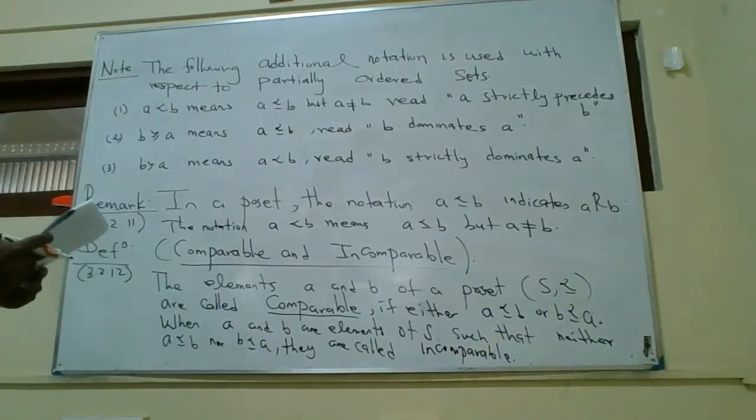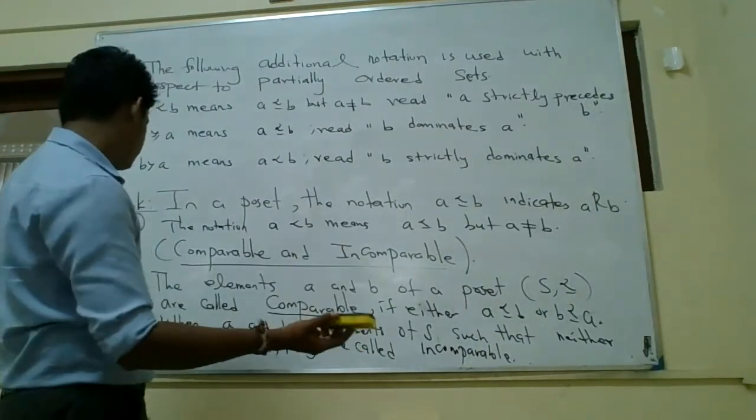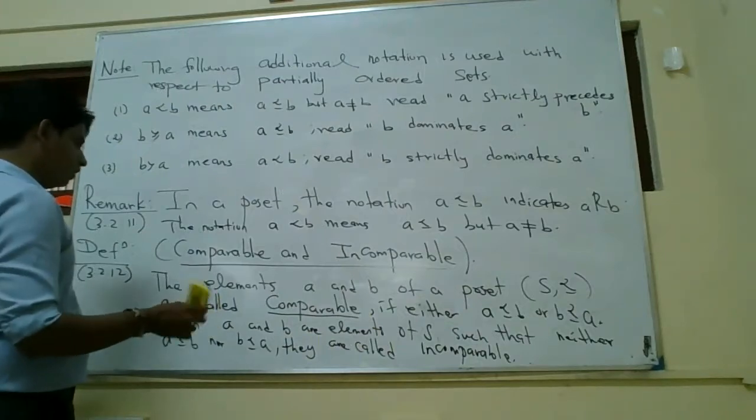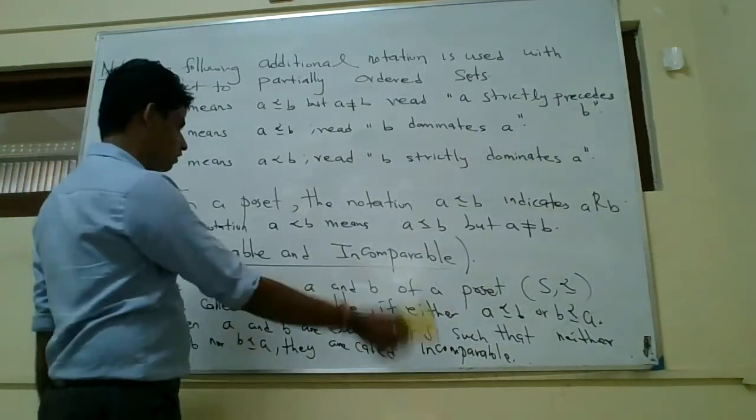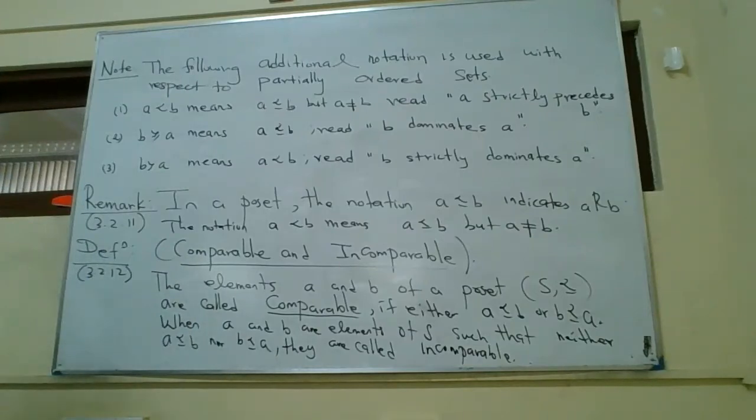Some examples for comparable and incomparable. Why is this important? Because you want to define the next term, totally ordered set. A partially ordered set in which every pair of elements is comparable is called a totally ordered set. For that, comparability is very important.